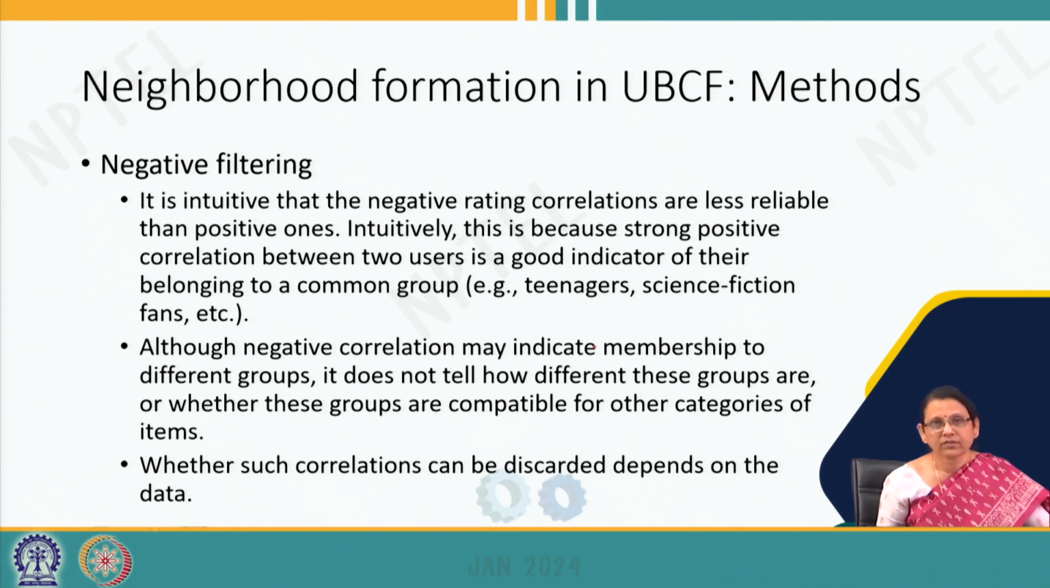As intuition says, if two users are negatively related, which means the way they are giving ratings is just the opposite, you may think of completely neglecting those users whose ratings have negative correlation. So, it is quite intuitive. It may so happen that if they are negatively related, they probably belong to two completely different groups, and if they are positively related, they belong to a common group.